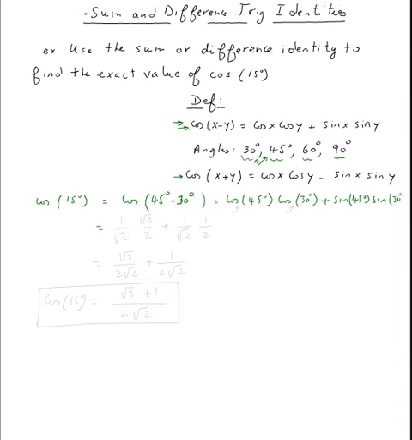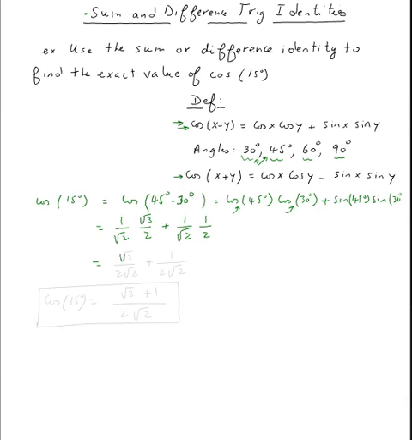Now all we have to do: cosine of 45, we know it's 1 over square root of 2. Cosine of 30 is square root of 3 over 2. Sine of 45 is 1 over square root of 2. Sine of 30 is 1/2. Now all we need to do is add.